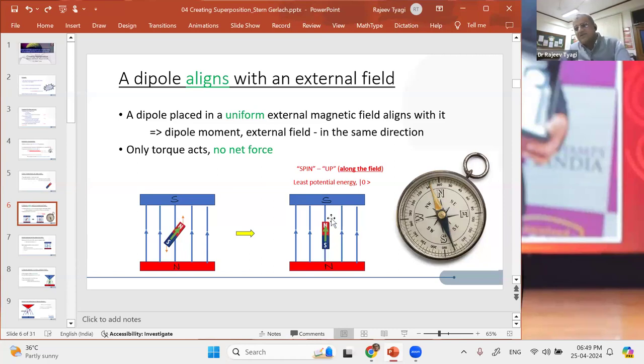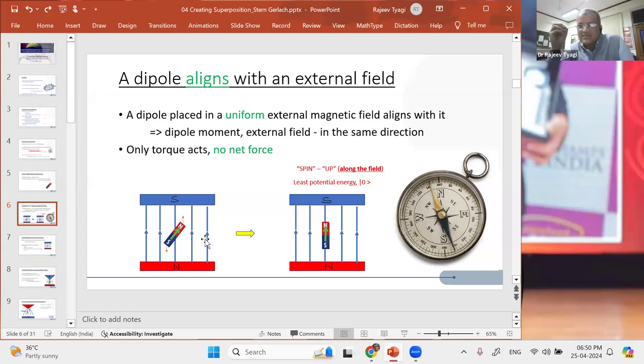A few terms that we need to understand right now, so that later on when we come to that silver atom in that SGA, we will be familiar with all those terms. One is spin up. See, this is a spin up condition. Now let's see the word. There is no spin here. You can see there's a bar magnet, there is an external field, there is no spin here. But the magnetism that we are going to study today, that magnetic property in the silver atom, is due to the spin of the electron.